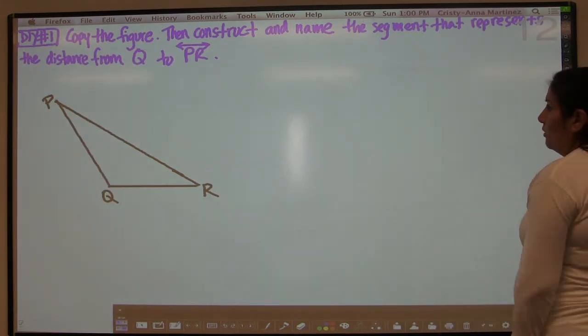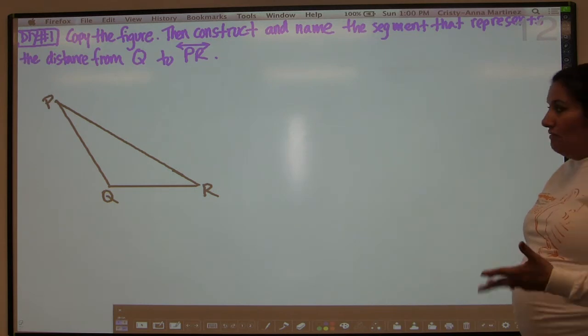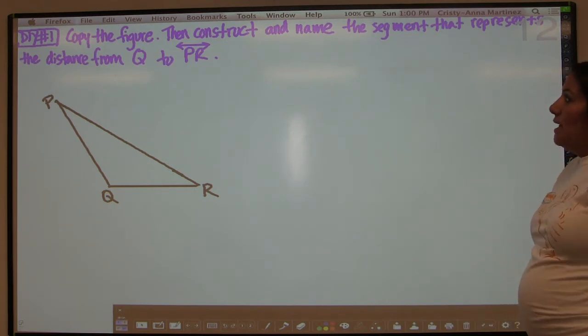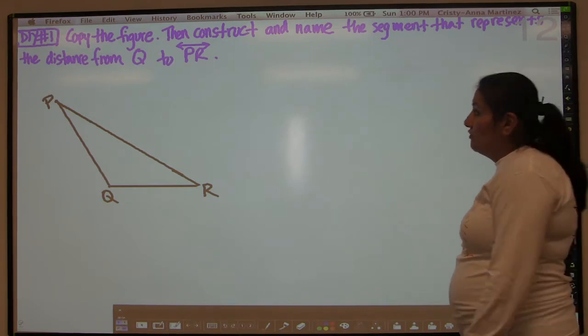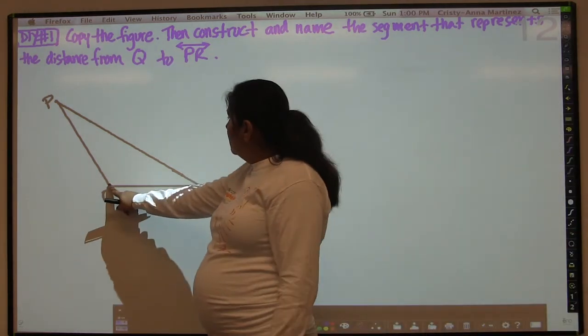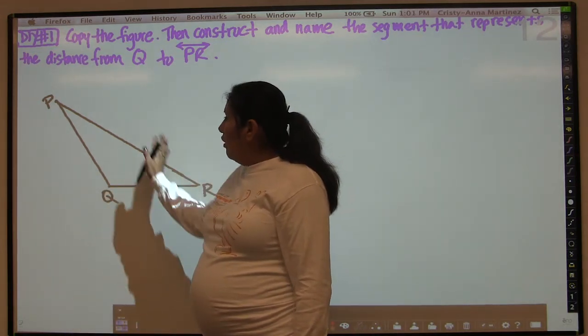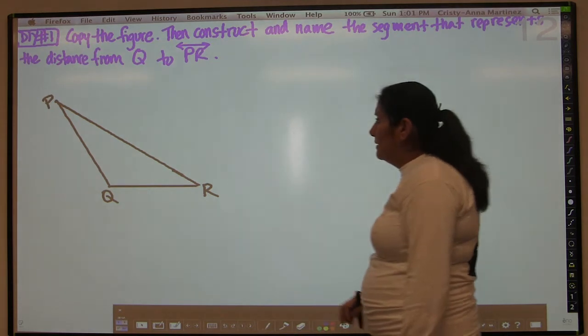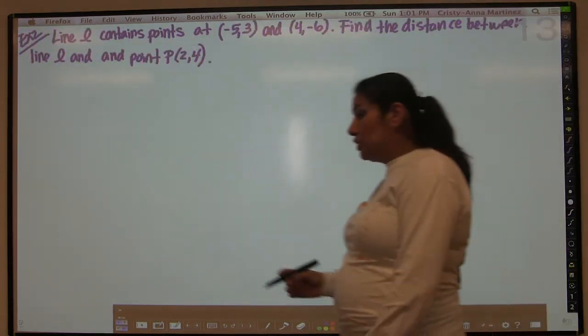All right, so now you are going to do this little example. You want to copy this triangle onto your paper. It doesn't have to be exactly the same as mine, but it should have a general form to it. And then you're going to construct and name the segment that represents the distance from Q to PR. So you're trying to go from here to here. And again, you have to draw your arcs and figure out what that is. All right, so now we're going to go to example 2.